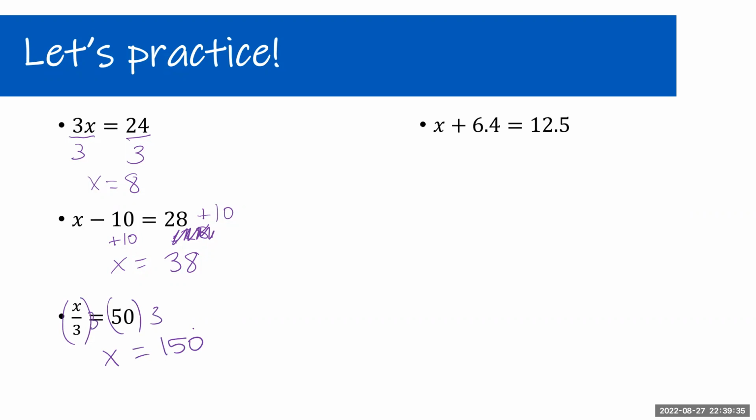Now, we don't have to have pretty, beautiful numbers, right? We can have decimals, we can have fractions. Same logic applies. x plus 6.4 equals 12.5. All we need to do is subtract 6.4 on both sides. So we get x equals 6.1.